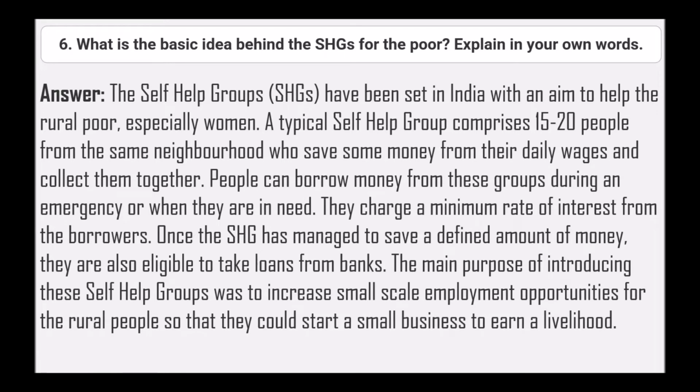Next, what is the basic idea behind the SHGs for the poor? That is, self-help groups for the poor. Explain in your own words. The self-help groups have been set up in India with an aim to help the rural poor, especially women. A typical self-help group comprises 15-20 people from the same neighborhood who save some money from their daily wages and collect them together. People can borrow money from these groups during an emergency or when they are in need. They charge a minimum rate of interest from the borrowers.